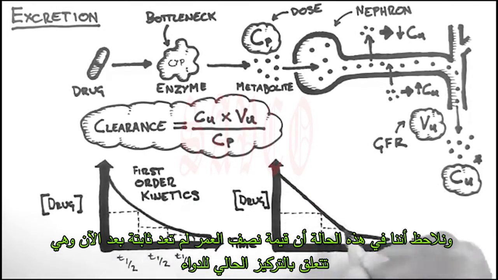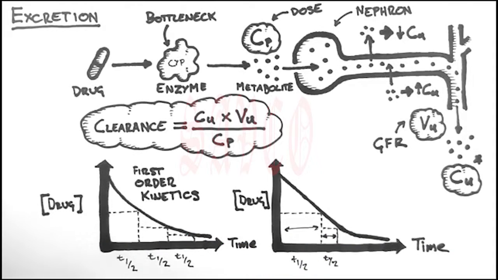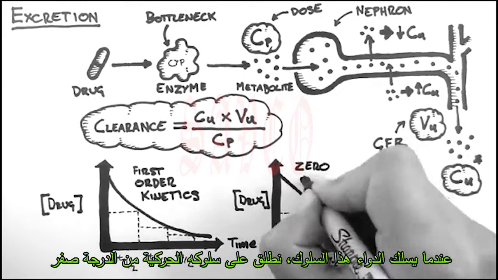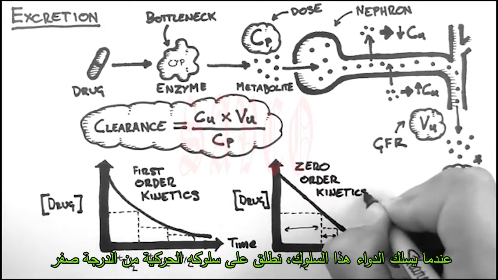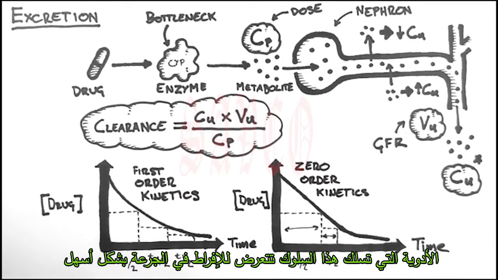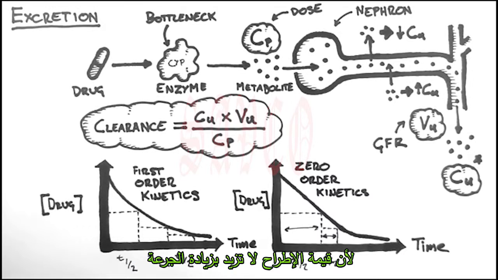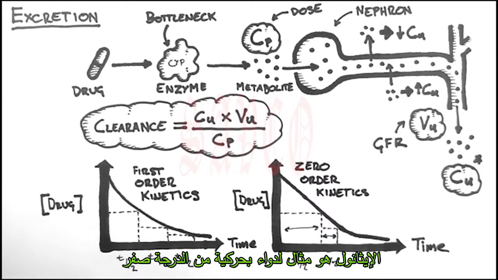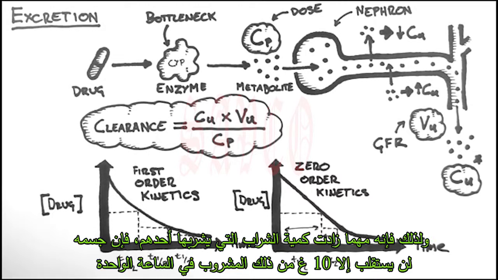Note that in this case, the half-life is not a constant value anymore. It is dependent on the current concentration of the drug. When a drug behaves like this, we call it zero-order kinetics. Drugs with zero-order kinetics are more easily overdosed because the rate of excretion doesn't increase with increasing dose. Ethanol is an example of a drug with zero-order kinetics, which is why no matter how much someone drinks, they will only metabolize about 10 grams of alcohol per hour.